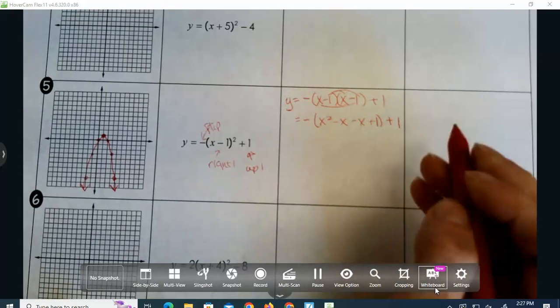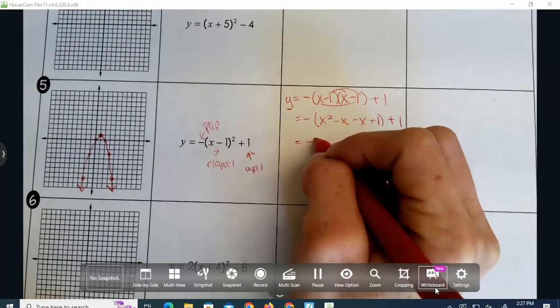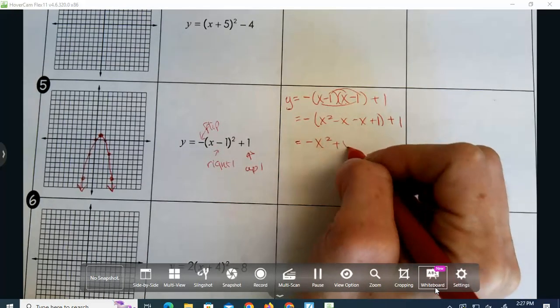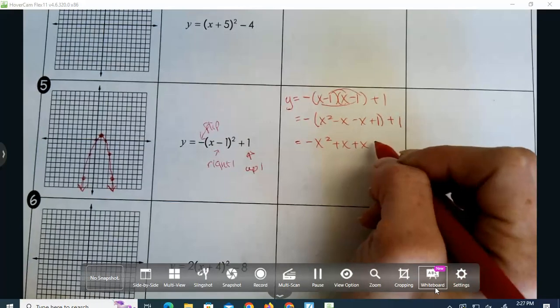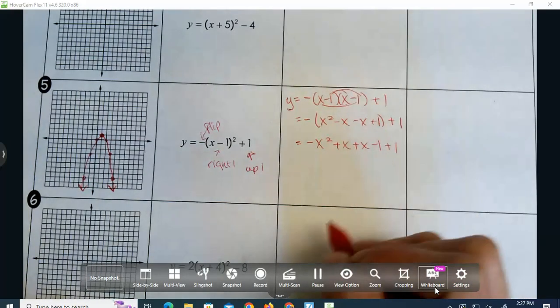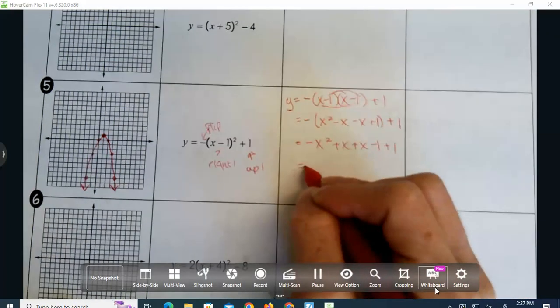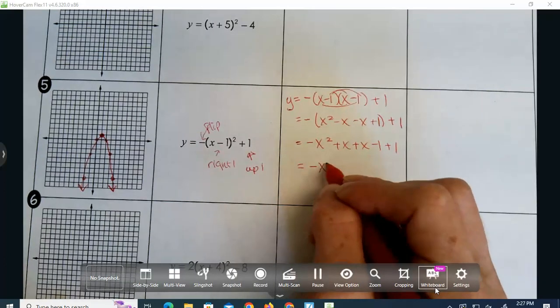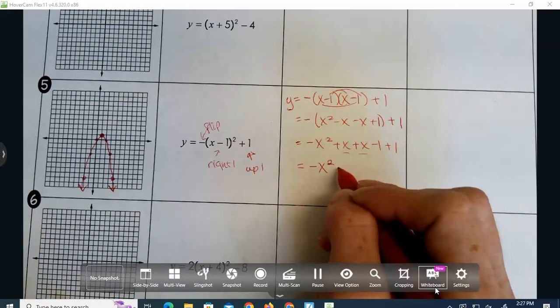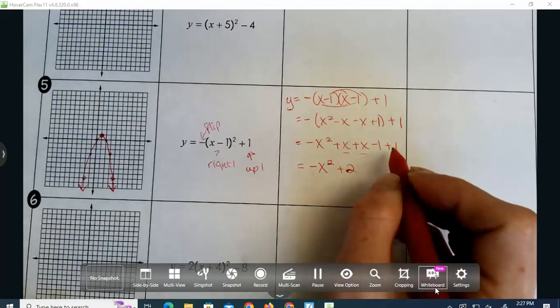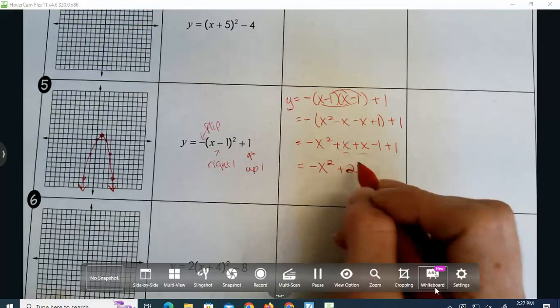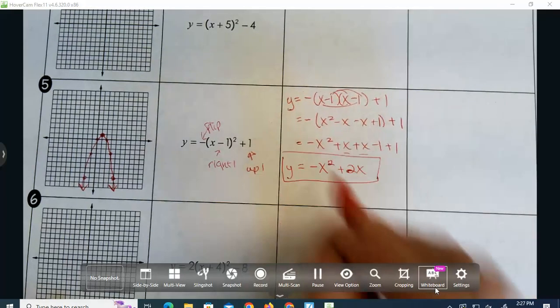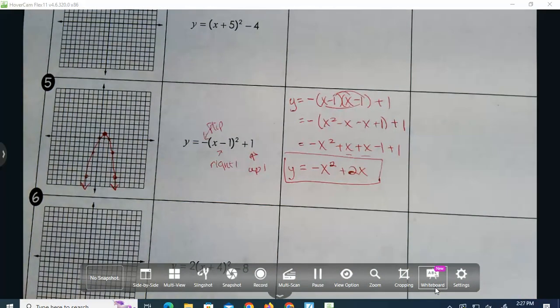Because there was a negative, you have to distribute that to that whole parenthesis. So we get negative x squared plus x minus 1 plus 1. 1x plus 1x is 2x. Negative 1 and positive 1 cancel. So we just get negative x squared plus 2x.